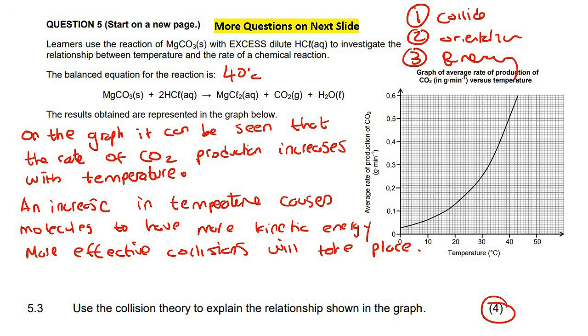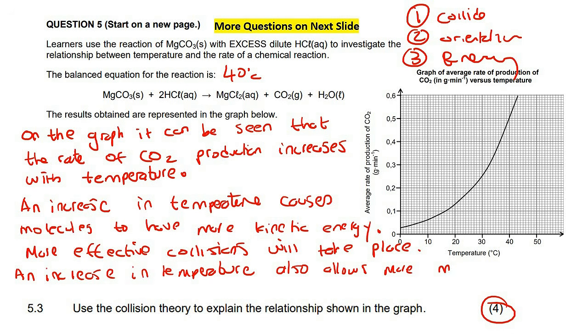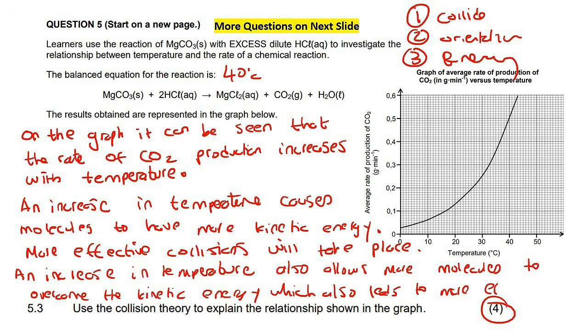Okay, so we've spoken about the fact that they're going to be moving faster, or having more kinetic energy, and we also explained that there's going to be more effective collisions. The next thing is that with an increase in temperature, we can say that an increase in temperature also allows more molecules to overcome the activation energy, which also leads to more effective collisions. Because once again, if 2 molecules collide, but they don't have the right amount of energy, well, that's going to be called ineffective.